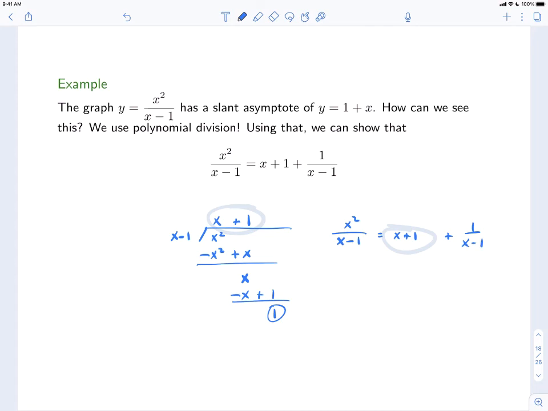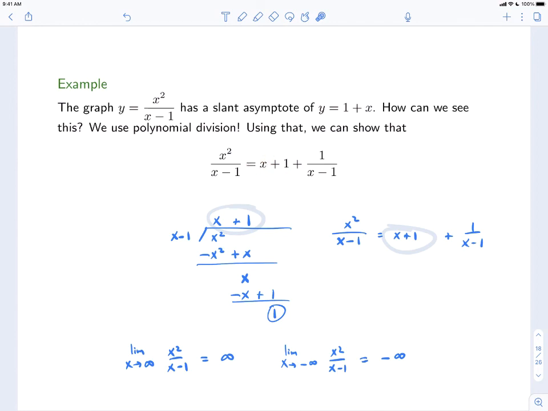Now, basically, what this tells you is that the limit as x goes to infinity of x squared over x minus 1 is certainly going to be infinity. We can see that because the 1 over x minus 1 part is going to go to 0, so you're just going to have x plus 1, and x is going to infinity. Similarly, the limit as x goes to negative infinity of x squared over x minus 1 is going to be negative infinity. Again, we can see that because the 1 over x minus 1 goes to 0, and you're just left with x plus 1, and x is going to negative infinity.